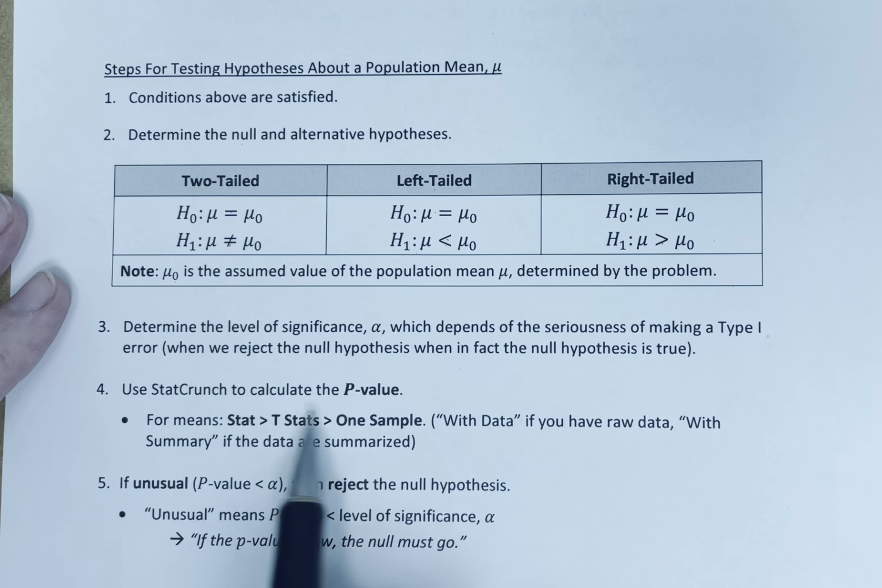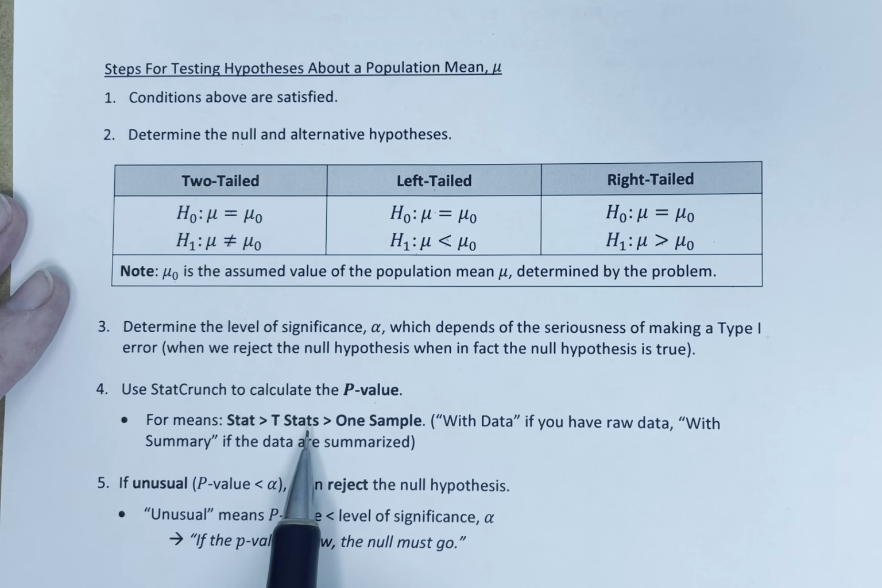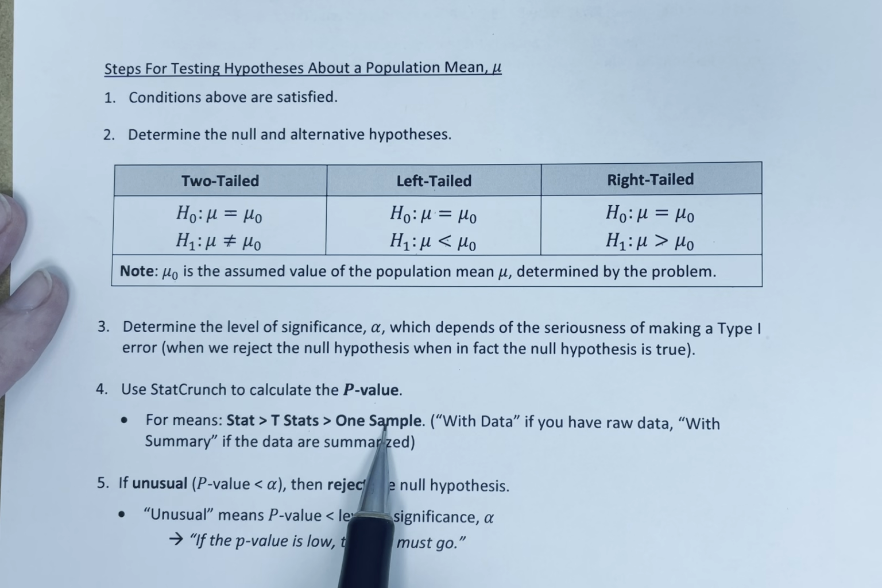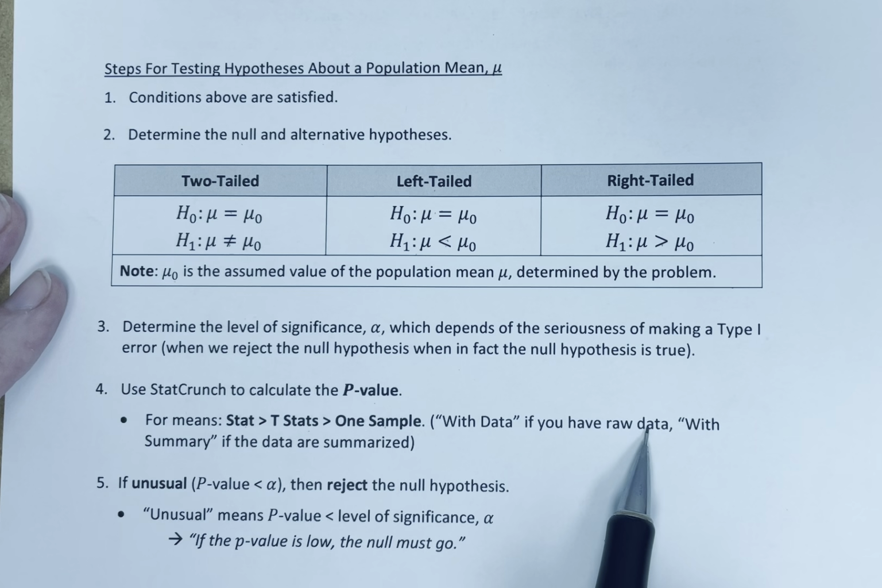Step 4, we're going to use StatCrunch to come up with that p-value, and we're going to use Stat, T Stats, 1 Sample, and it will be with data if you have raw data. It'll be with summary if the data are already summarized.